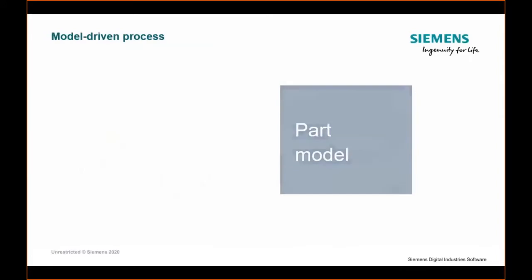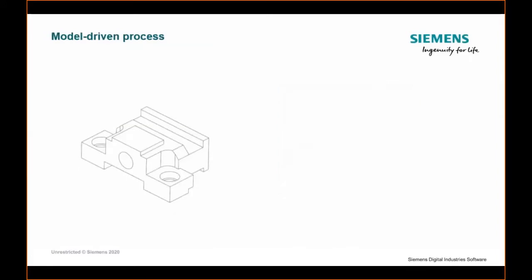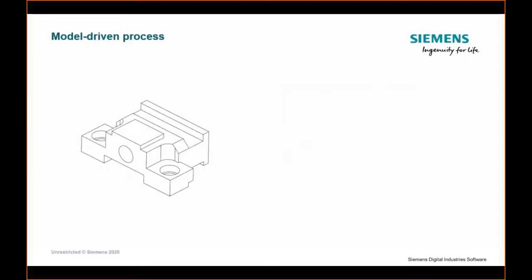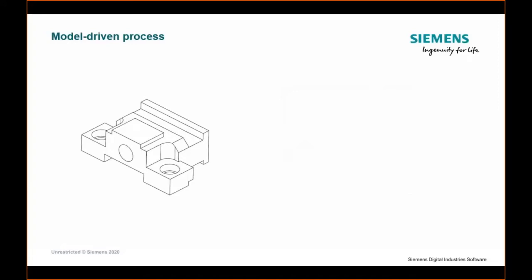A 3D solid model is a digital twin of the product that you are manufacturing. It all starts with this smart model of the machine part. Now, let's see how the digital twin of the physical part can drive the entire manufacturing process.